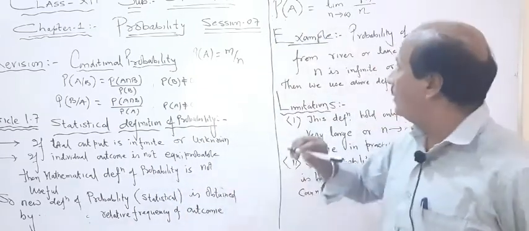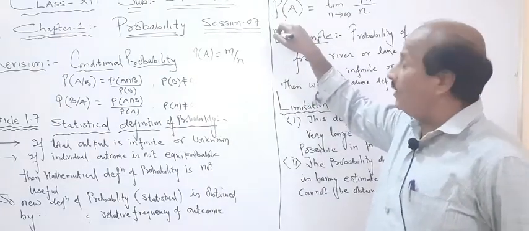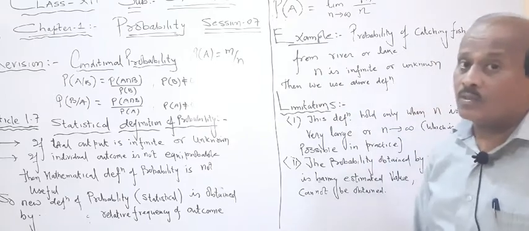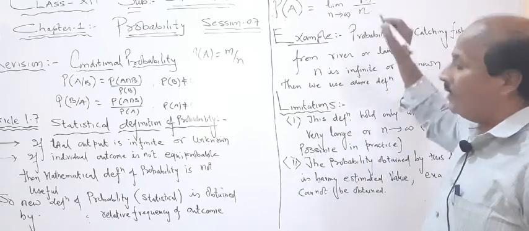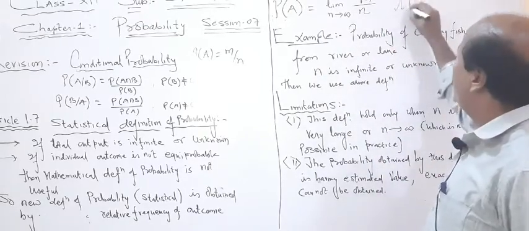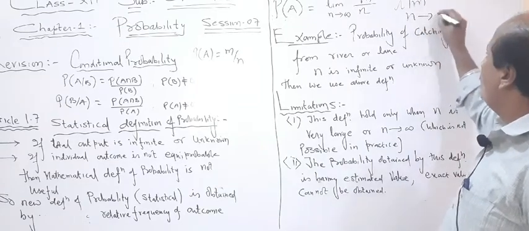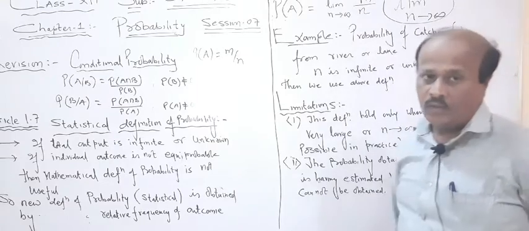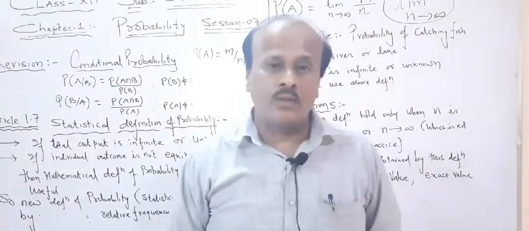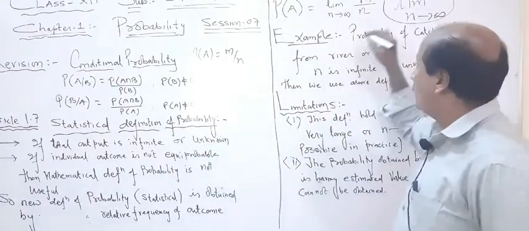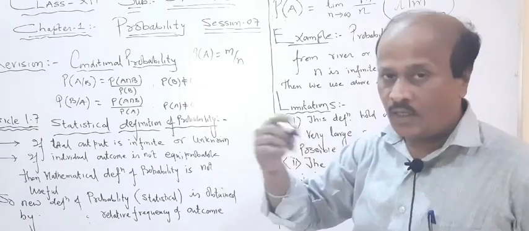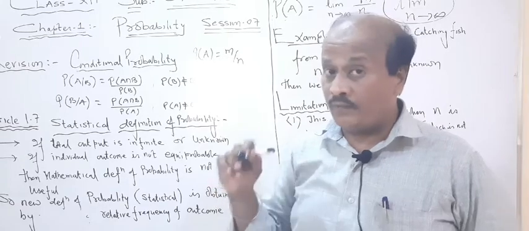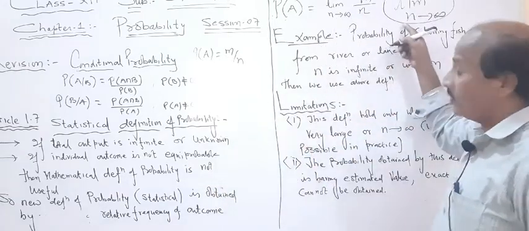What is that formula? Probability of any event A is equal to, one new symbol is used, limit n tends to infinity, m by n. See the new symbol, limit n tends to infinity. Now this is 100% new for you, commerce students. But this is the last chapter of our second book, so you will come across this particular symbol later.